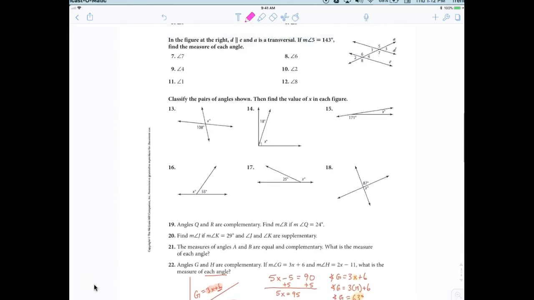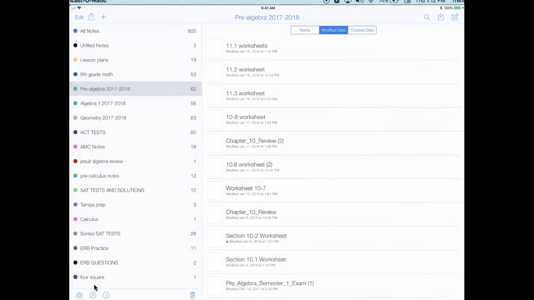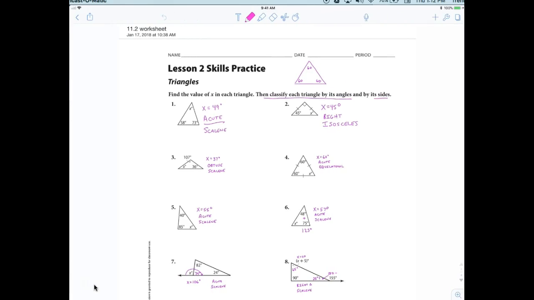Lots of little information. Like I said, this is a really good review for the ERBs that are coming up, 6 or 7 weeks, I'm not sure. Soon enough. So now what I want to do is just jump over to 11.2 real quick.